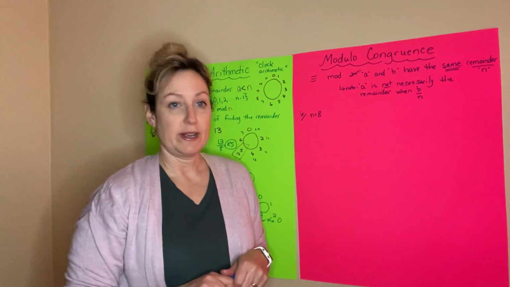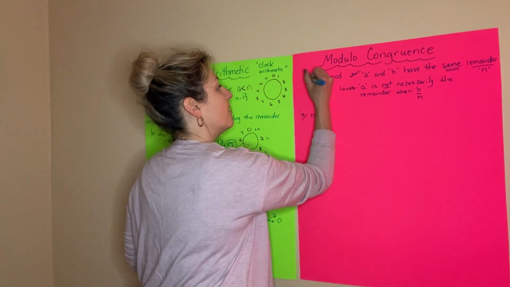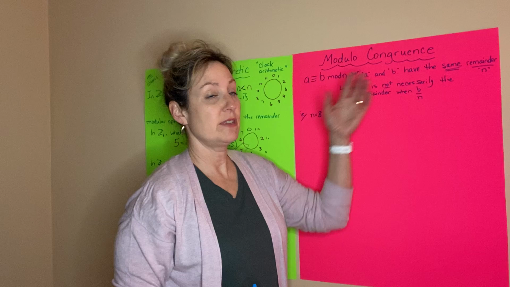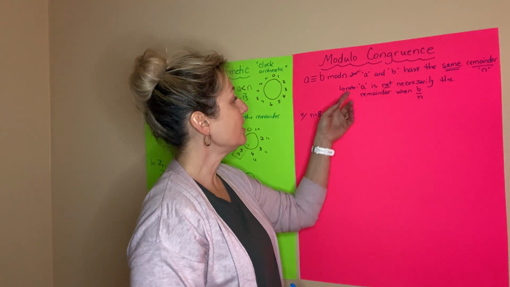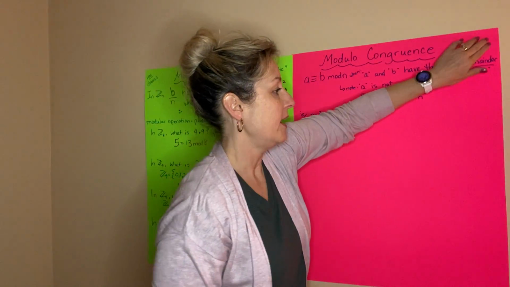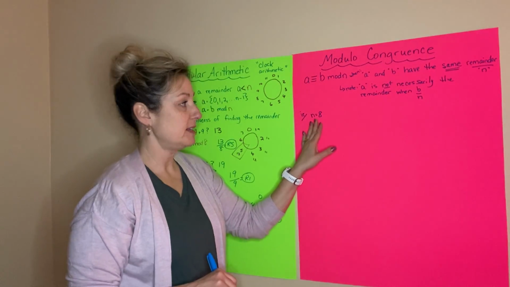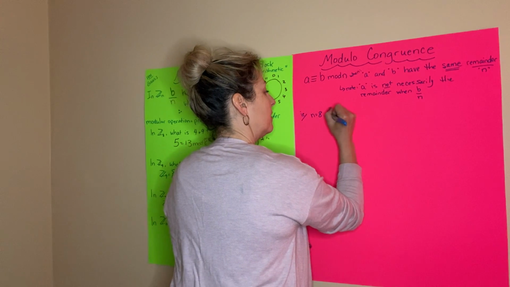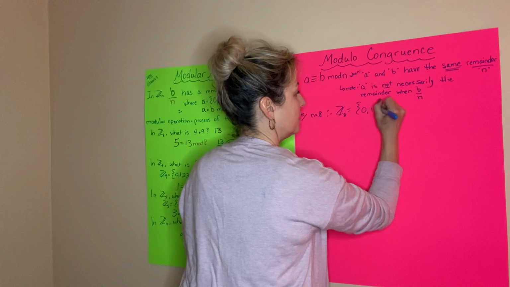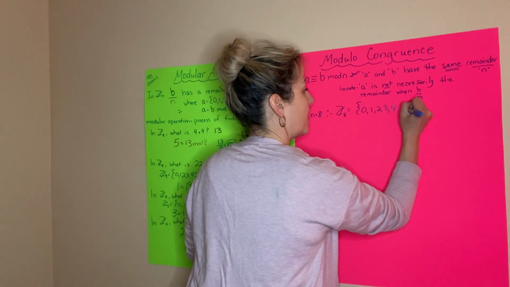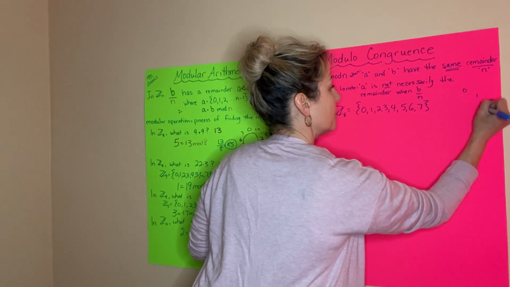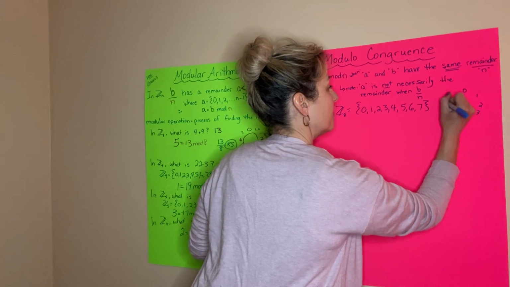So, modulo congruence. We have A is congruent to B mod n when A and B have the same remainder when divided by n. Note that A is not necessarily the remainder when B is divided by n. For example, here my n is equal to 8. Therefore, my Z sub 8 is equal to 0, 1, 2, 3, 4, 5, 6, and 7.